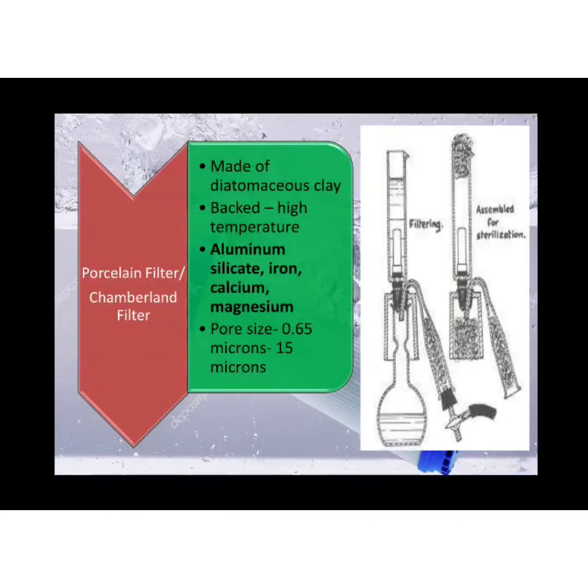Now how does it look? This is how the filter looks like. This is the porcelain filter. The porcelain filter is fitted to a long glass tube and also a collecting chamber, maybe a round bottom flask or a conical flask. Now this is the filter. Whatever sample you need to filter out is added here in this long glass jar. Now the sample from here moves through this filter into the mantle.